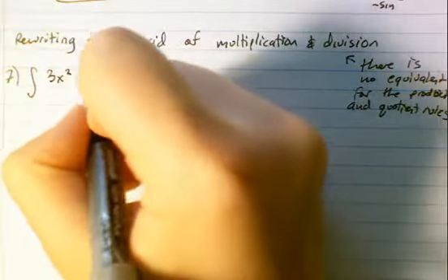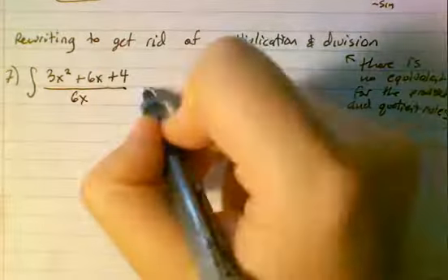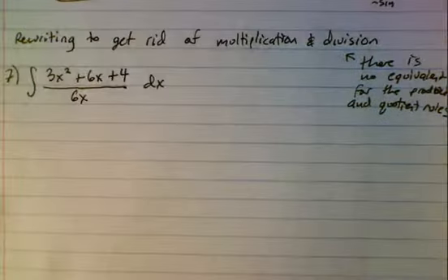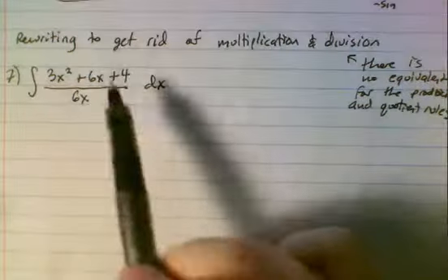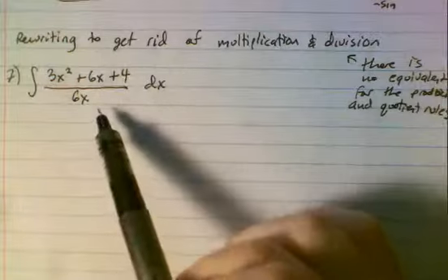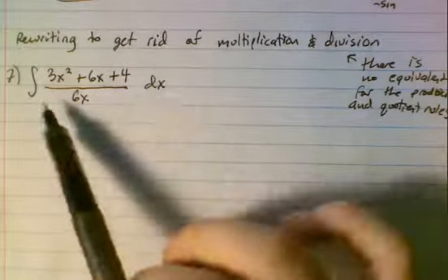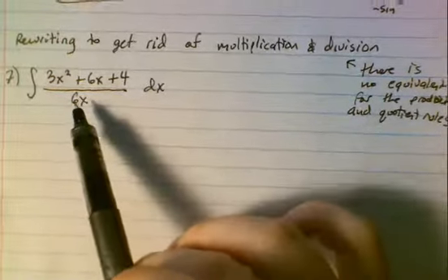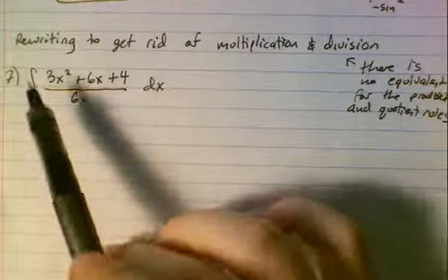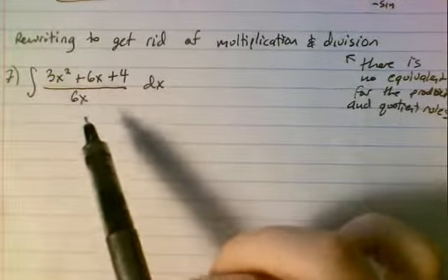So let's look at a problem like this. Say we're trying to take the antiderivative of 3x squared plus 6x plus 4 all over 6x, and our variable is x. Well, there isn't a quotient rule when we're doing the antiderivative, so we want to rewrite this in a way that we can use one of our basic rules. And the easiest rule to use is the power rule.